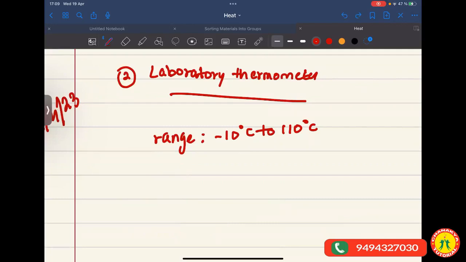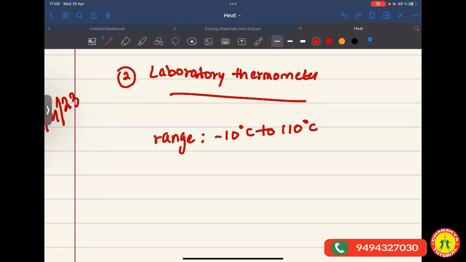So this is the basic difference. Can you use the laboratory thermometer for taking your body temperature? No, ma'am. Why? Ma'am, because it is very long and its range is from minus 10 to 110 degrees Celsius. Okay, very good.